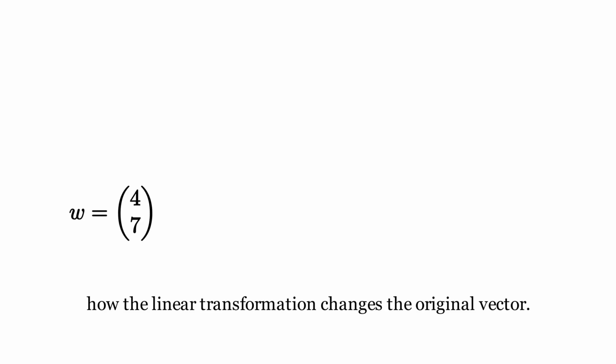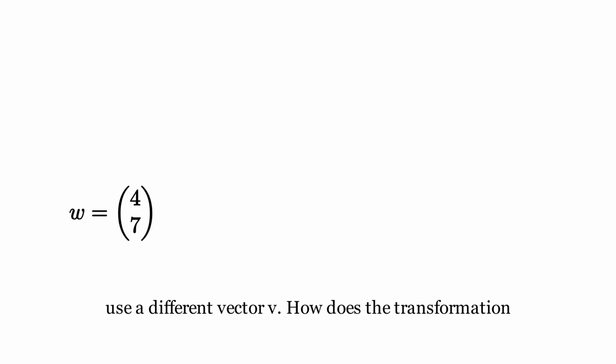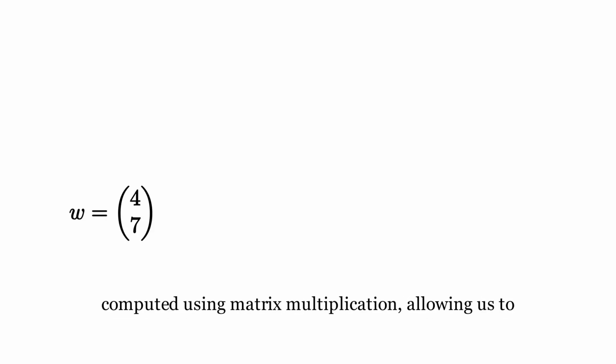To check your understanding, consider what happens if you use a different vector v. How does the transformation change? In summary, linear transformations in R² can be easily computed using matrix multiplication, allowing us to transform vectors systematically.